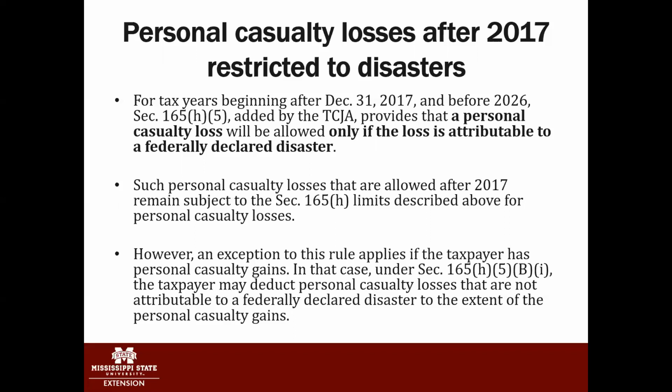Such personal casualty losses that are allowed after 2017 remain subject to Section 165 limits described above for personal casualty losses. And this is just referring to, as we'll see on another slide, the provision of each casualty having to be greater than $100, and the overall casualty loss from a presidentially declared or federally declared disaster having to be greater than 10% of adjusted gross income. Okay. However, an exception to this rule applies if the taxpayer has personal casualty gains. In this case, the taxpayer may deduct personal casualty losses that are not attributable to a federally declared disaster to the extent that they have personal casualty gains from that event.